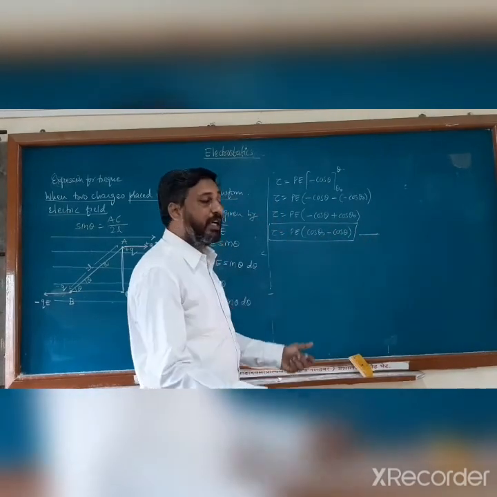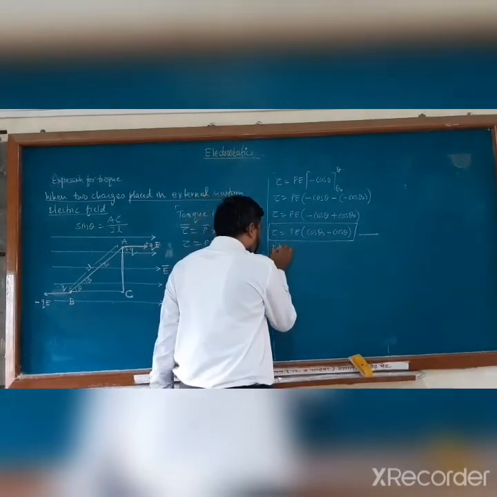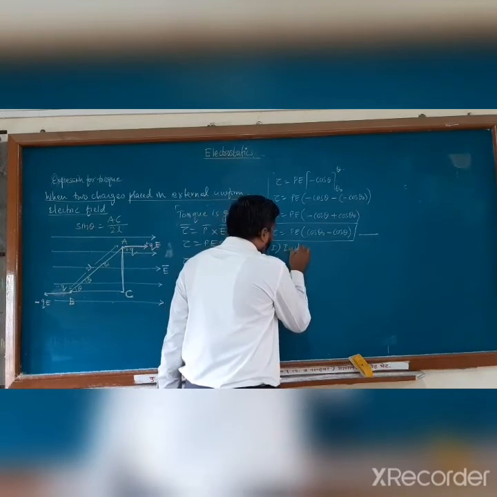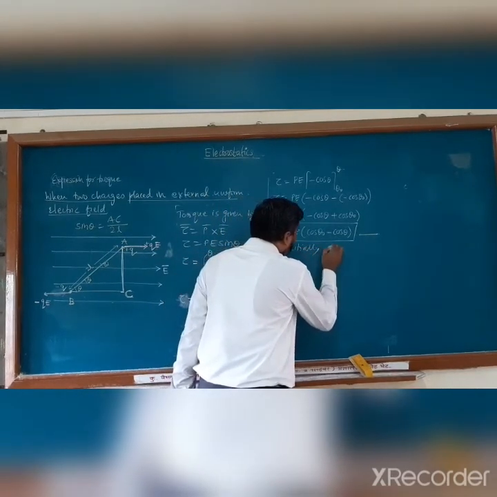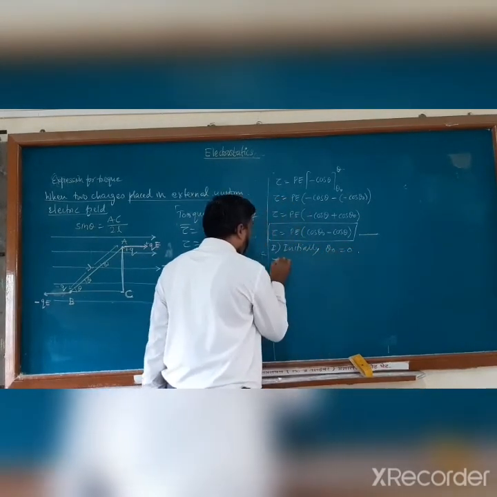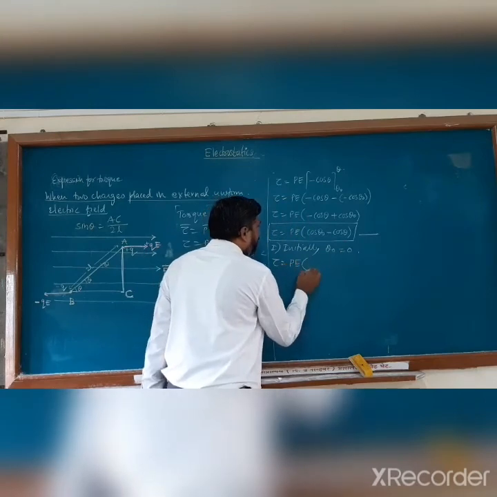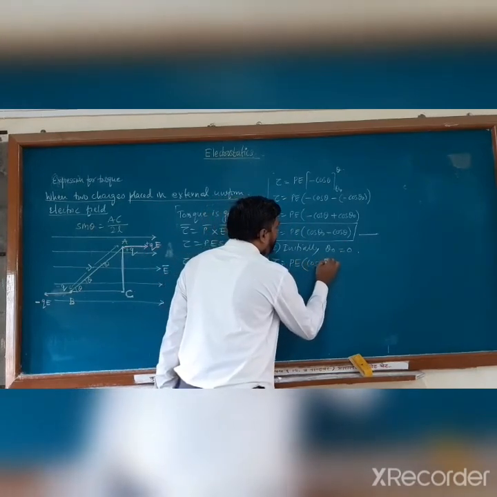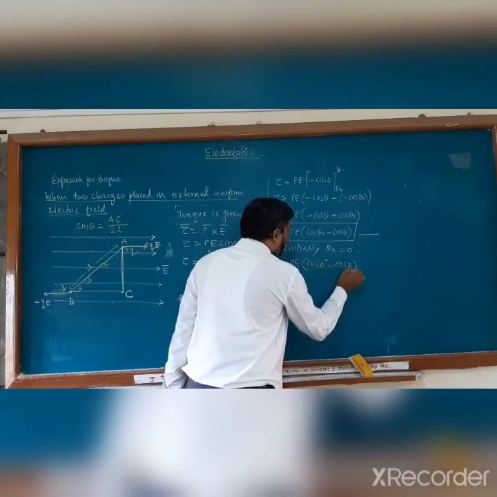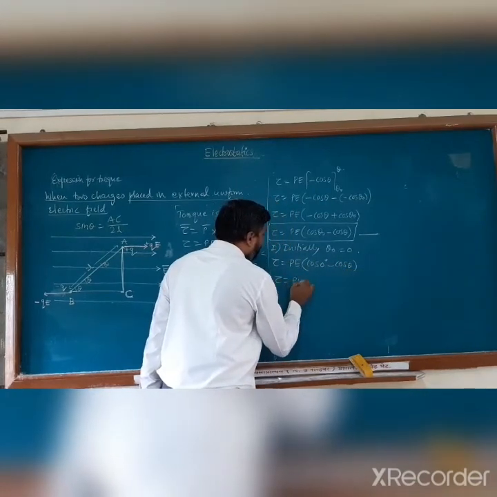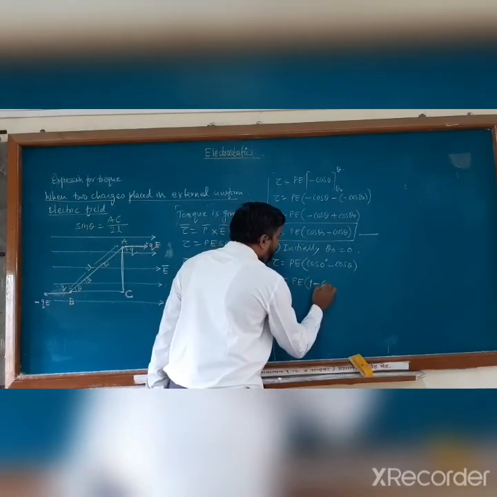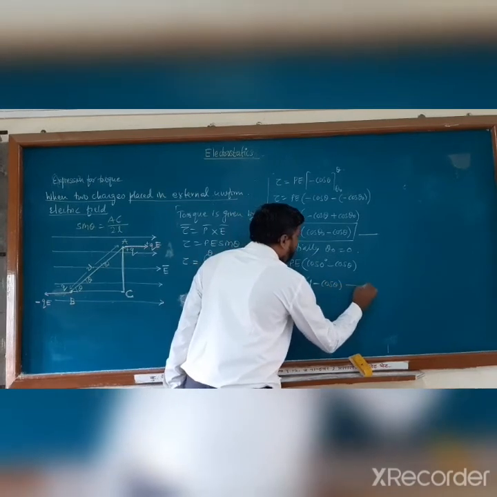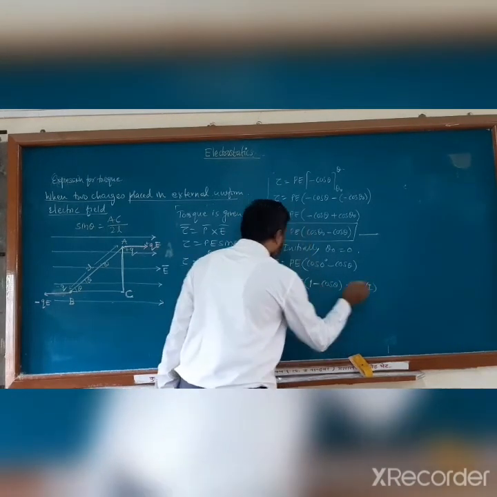Now we study the different cases. The first case: initially theta 0 equals 0. Then what is the value of the torque? PE in bracket cos of 0 degrees minus cos theta. Cos 0 is 1, so tau equals PE times 1 minus cos theta. This is my first case.